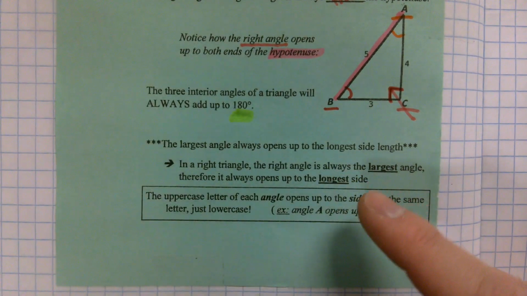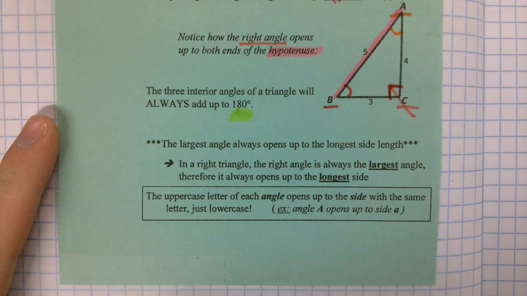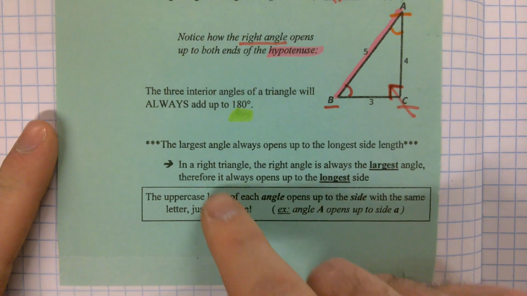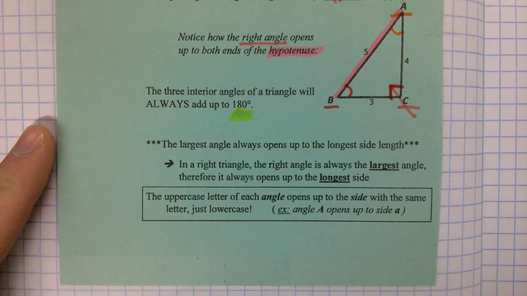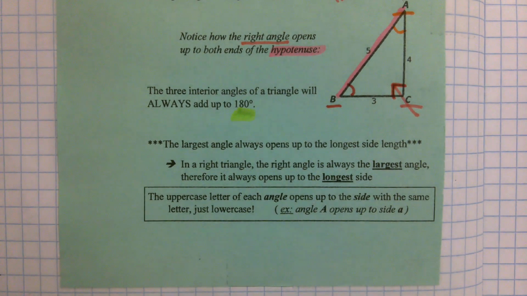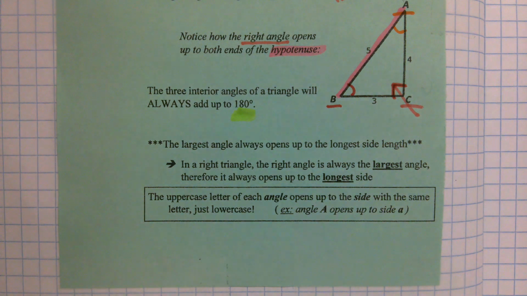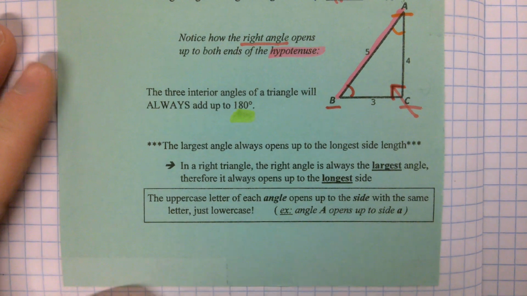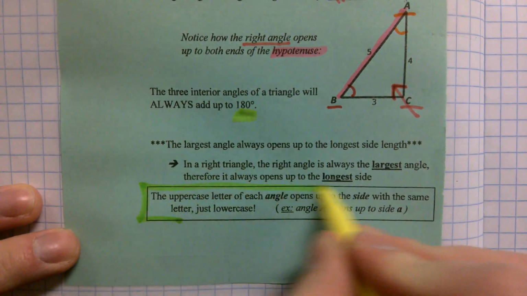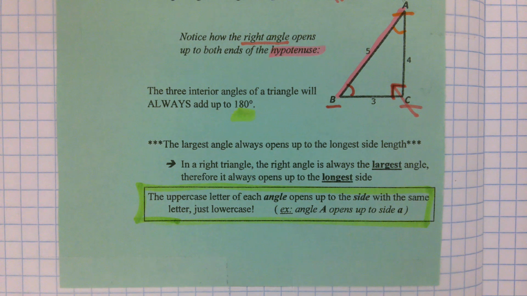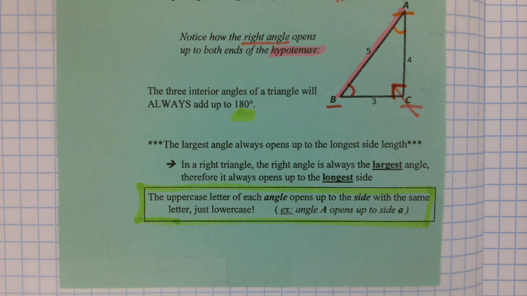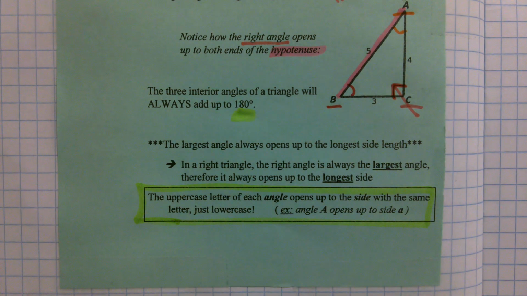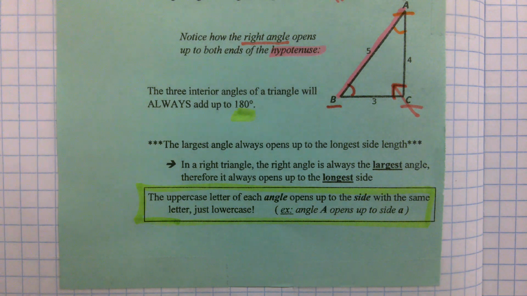In a right triangle, the right angle is always the largest angle. Therefore, it always opens up to the longest side. Now, this is an idea we're going to go deeper into a little bit later in the school year. What we need to know right now, though, is that you can go ahead and highlight this box real quick. The uppercase letter of each angle opens up to the side with that same letter, just lowercase.